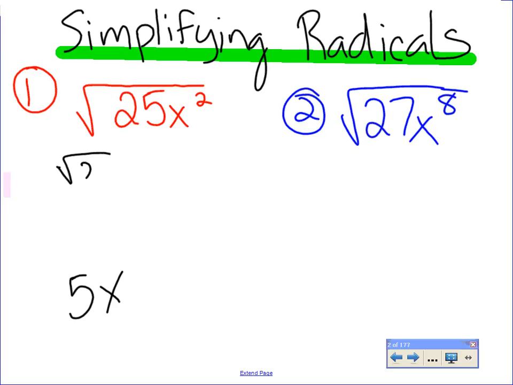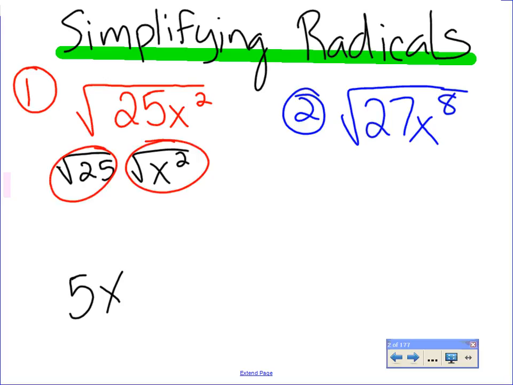is I would separate them. Separate your coefficient, separate your variable. So separate them into 2 separate radicals, square root houses, whatever you want to call them. And then if something's a perfect square, I usually have students just circle what the perfect squares are. 25 is a perfect square. The square root of 25 is 5. X squared is a perfect square.